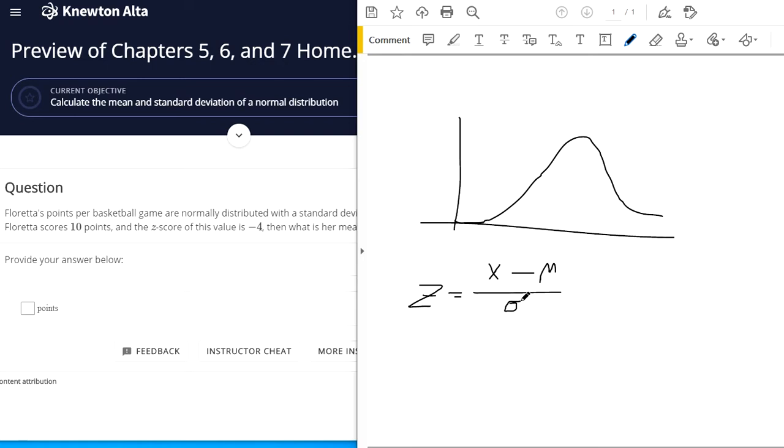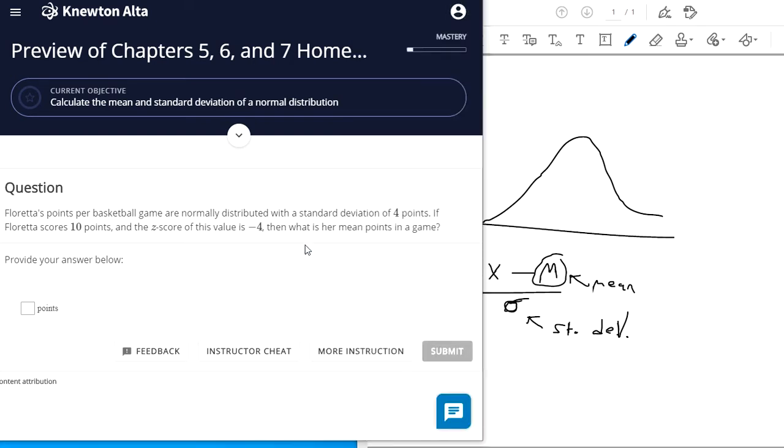This is the z-score formula, where this is the Greek letter mu, this is the mean, and this is the standard deviation. I don't want to write it all out by hand there. Standard deviation is that funny little Greek symbol with the tail on the end. Okay? So that's the z-score formula. We're going to use that quite a bit this week.